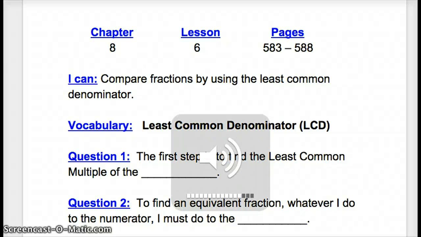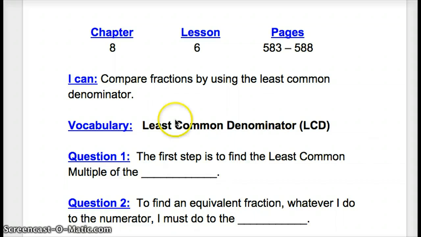Today's lesson is Chapter 8, Lesson 6, which can be found on pages 583 through 588 in your textbook. Our objective is I can compare fractions by using the least common denominator. Vocabulary is least common denominator. Question 1. The first step is to find the least common multiple of the blank. Question 2. To find an equivalent fraction, whatever I do to the numerator, I must do to the blank.